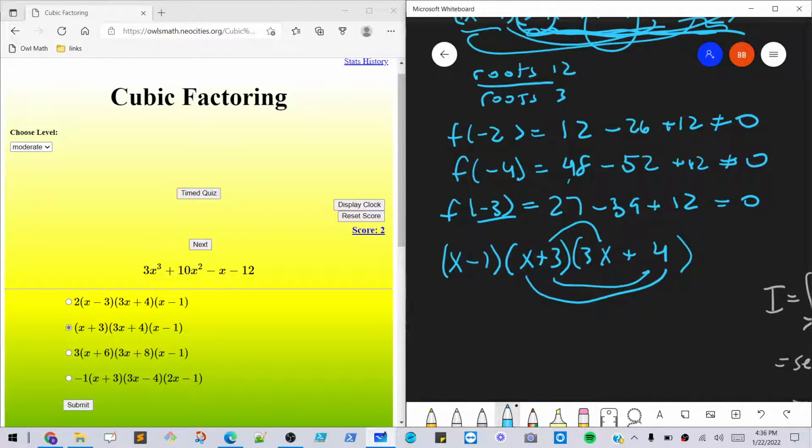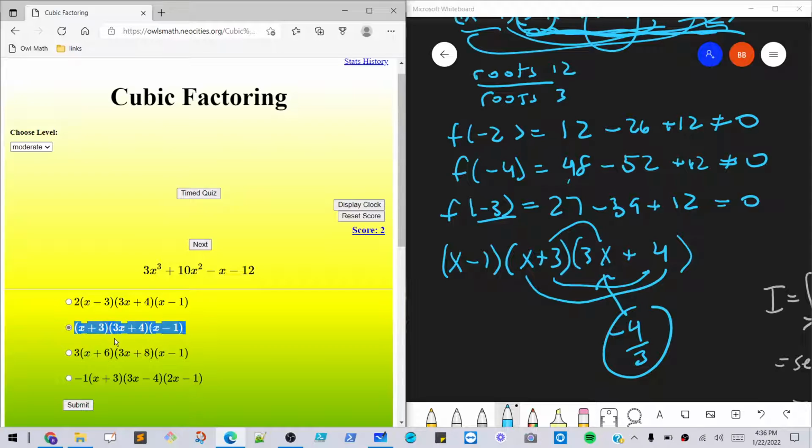So actually, we didn't have to find the hardest root, which here is going to be -4/3, right? We got that one just by doing our long division at the end. And we got the same result as we had right here, just in a different order. So yeah, I think that was a little quicker.